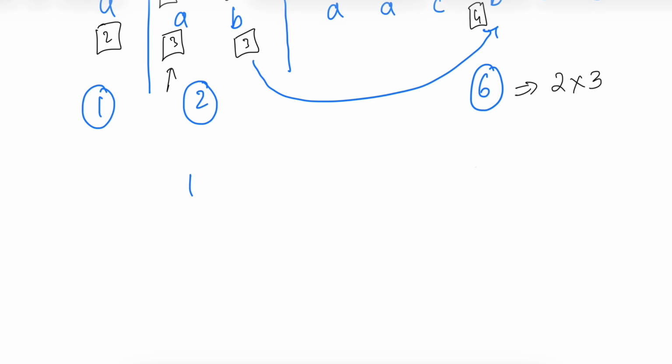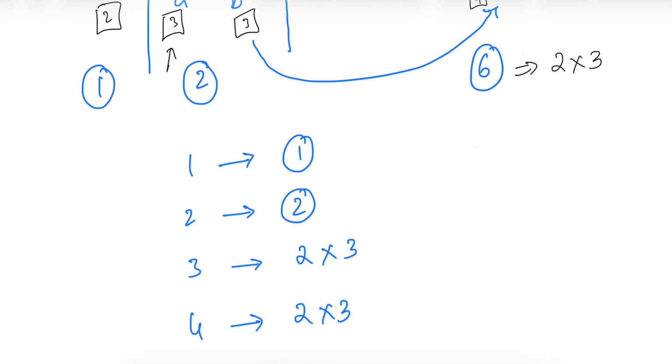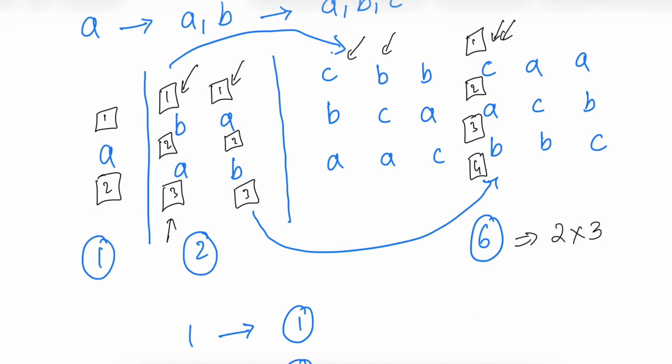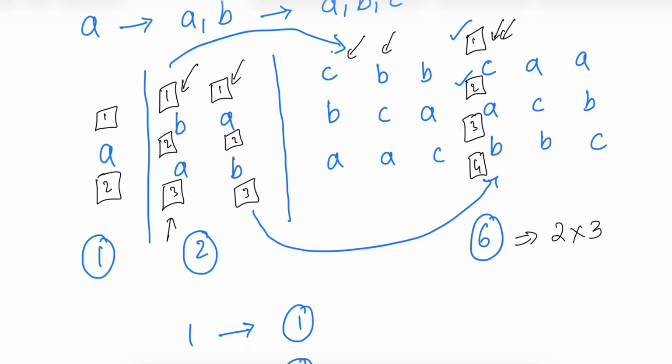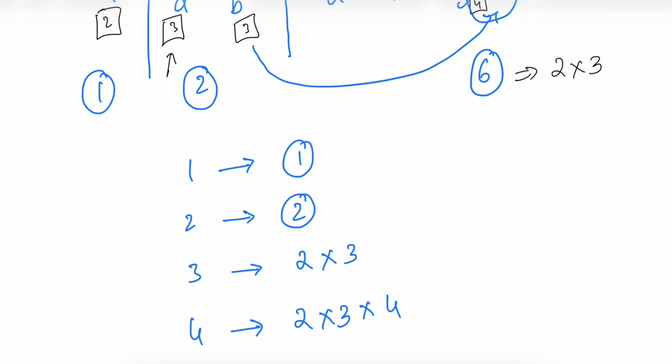Okay, so for the first person, there's only one possible way, and for two persons, there are two ways, and for three, there are six, or 2 times 3. And then for the fourth person, there are 4 options for each of these ways, which is 2 times 3 times 4, right?